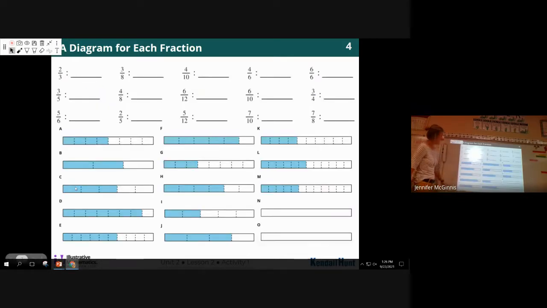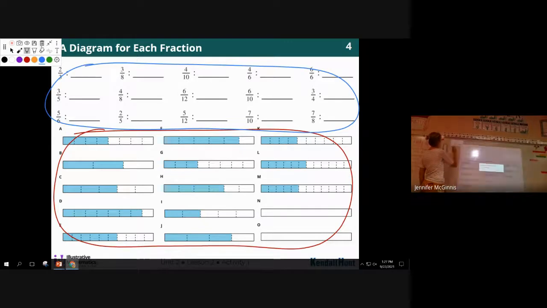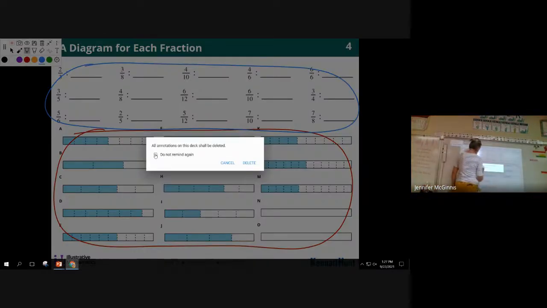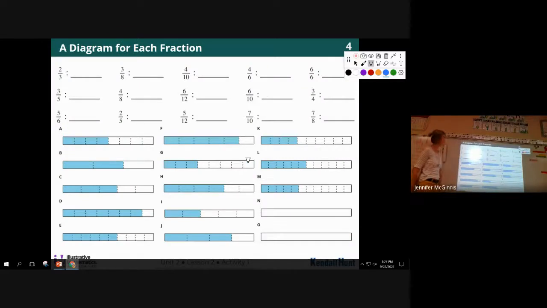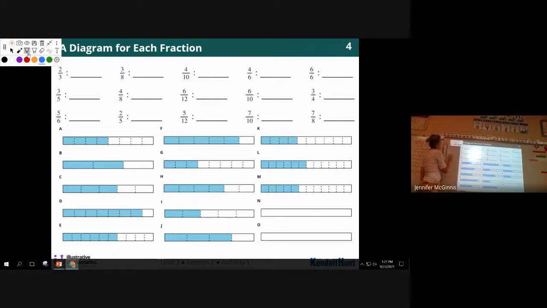I told you. Wow. So down in this area, we have some fraction diagrams, some fraction bars, right? Up in this area, we have some fractions, okay? What you are going to do is match them. So I'm going to give every team a color. So table 1, you're purple. You get this one. 1, 2, 3, 4, 5, 6. This one and this one.